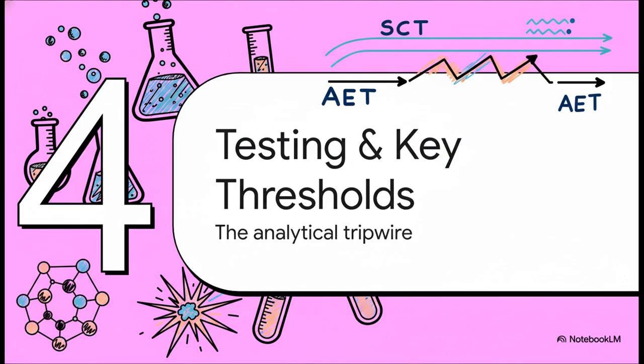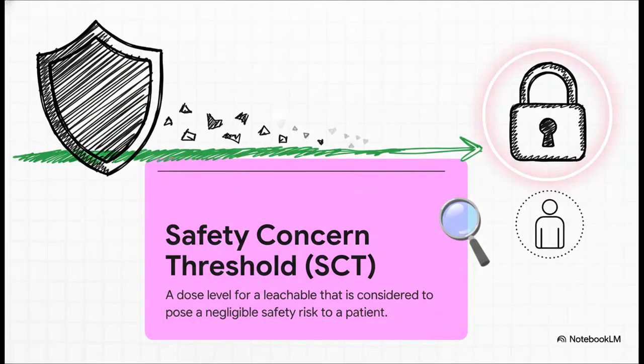I'm telling you, for your exam, you absolutely have to know these inside and out. Let's start with the big one, the Safety Concern Threshold, or SCT. This is your fundamental safety line in the sand. It's based on toxicology, and it represents a daily dose of a chemical that's considered to be a negligible safety risk. Think of it as the ultimate safety net.